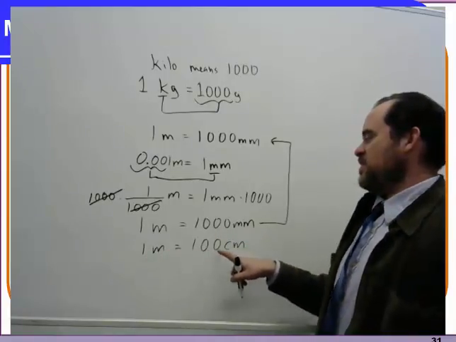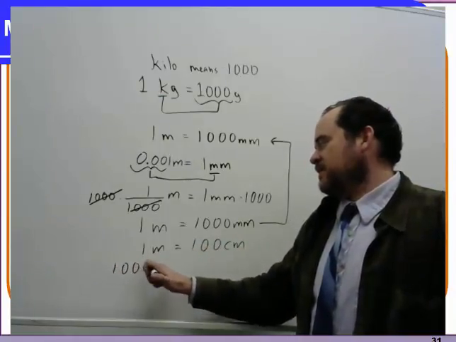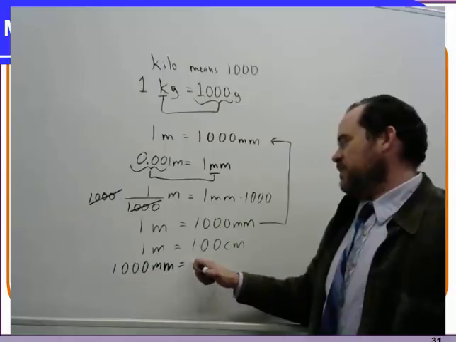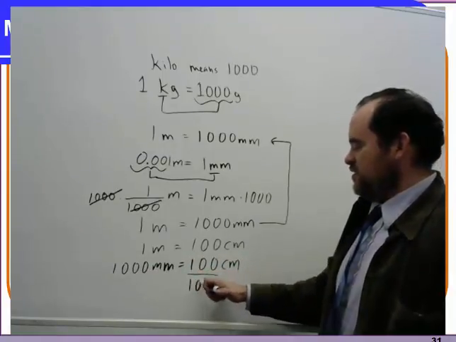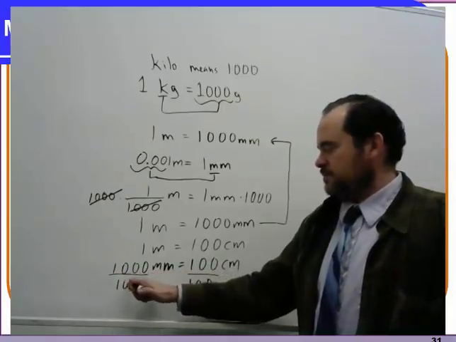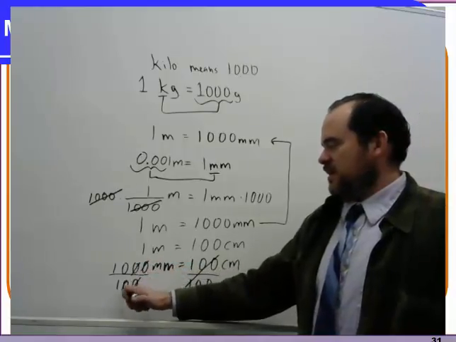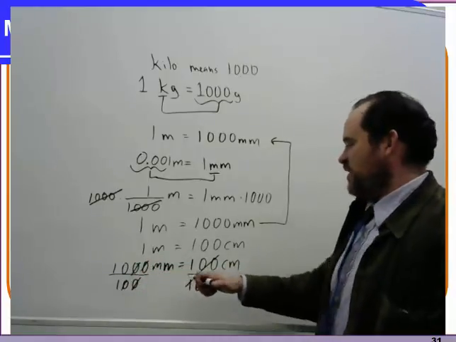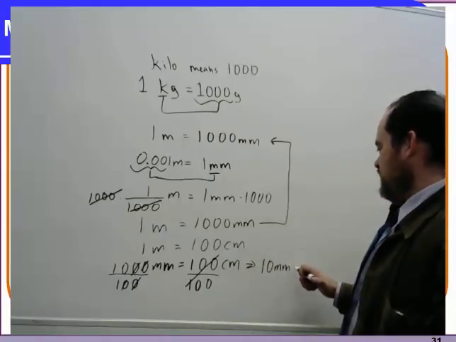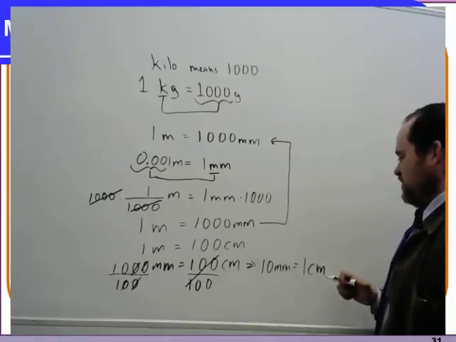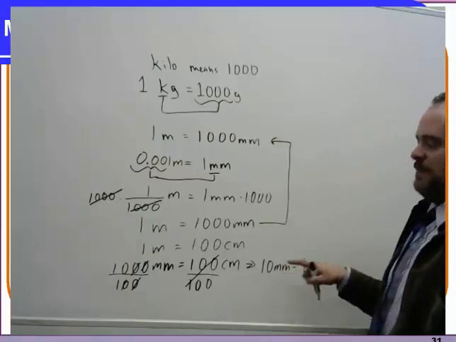Now you notice here, 1 meter is equal to 1,000 millimeters. 1 meter is also equivalent to 100 centimeters. So I can say the following then, that 1,000 millimeters will be equivalent to 100 centimeters. Okay, and if I divide both sides by 100, this is gone, that becomes 1. We get rid of our 2 zeros here, now we have 10. So we can say that 10 millimeters is equivalent to 1 centimeter. So we just came up with another defined relationship between what though? A centimeter and a millimeter.